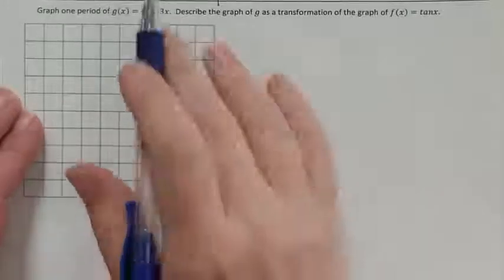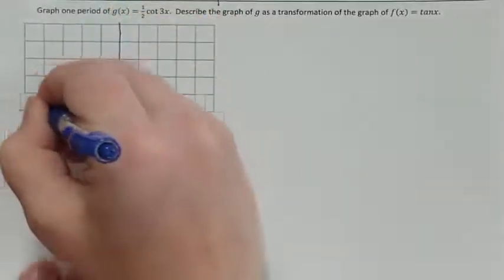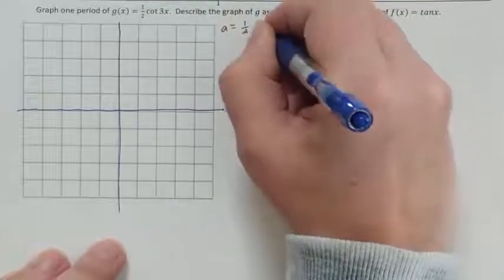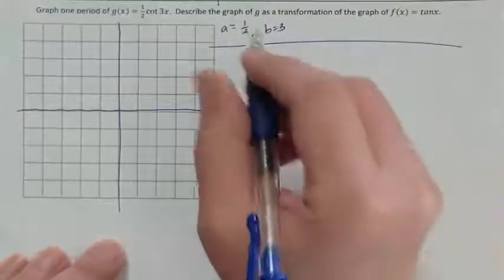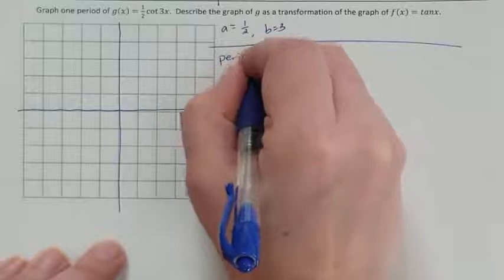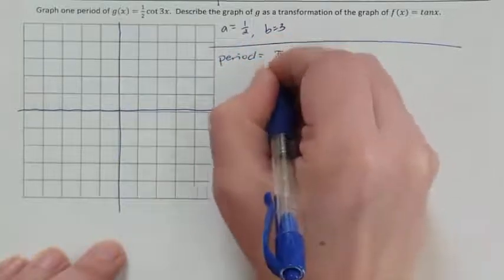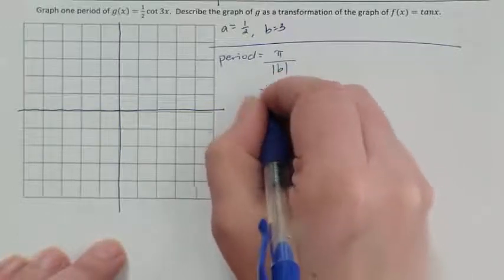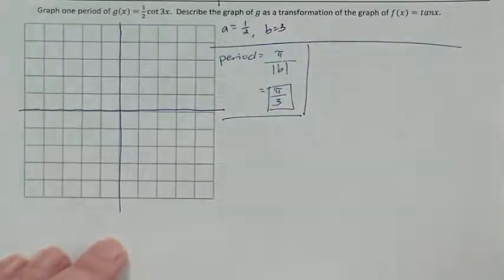Our last problem. We're asked to graph cotangent. So I need to be able to see my x and y axis so I can graph this. Cotangent does not have an amplitude, so we're not going to find amplitude, but we do need to find A and we do need to find B, and we're going to use these to find our period. Our period is the equation pi all over the absolute value of B. B is 3, so my period is pi thirds.